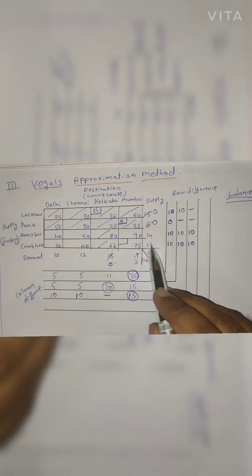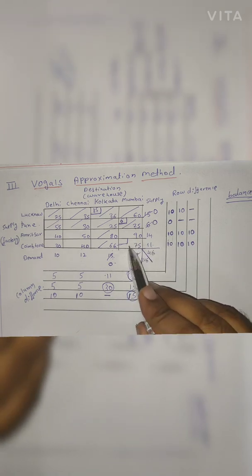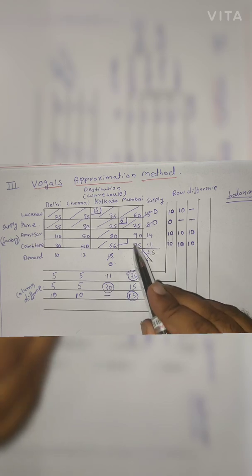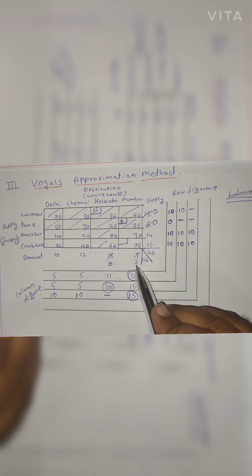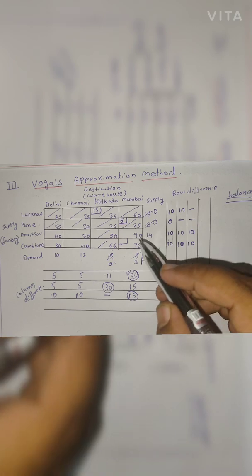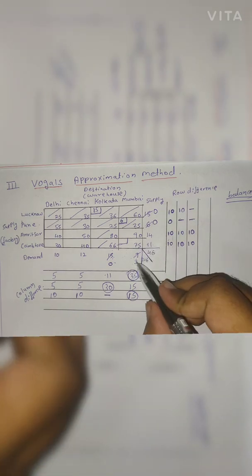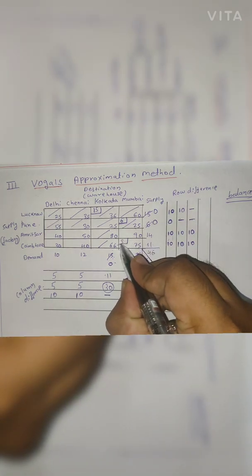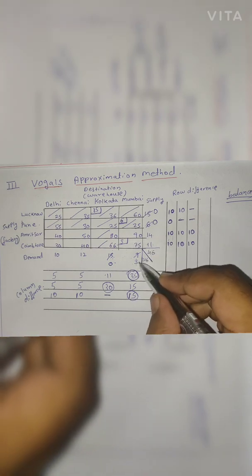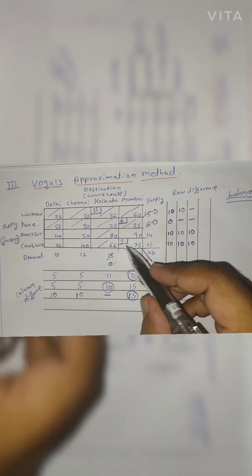Now we'll check the corresponding row and corresponding column. In the row the supply is 11, in the column the demand is 3. Which is lowest, 3 or 11? 3. So we'll write this value 3 over here, and then we'll do the subtraction.